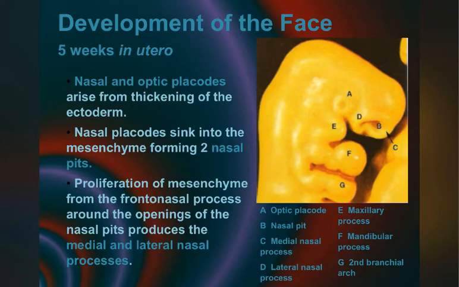Nasal and optic placodes arise from thickening of the ectoderm. Nasal placode sinks into the mesenchyme, forming two nasal pits. Proliferation of mesenchyme from the frontonasal process around the openings of the nasal pit produces medial and lateral nasal processes.